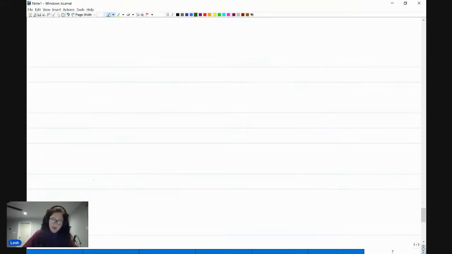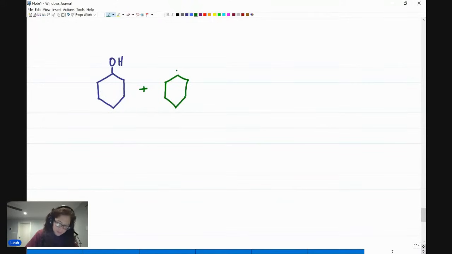As we move on to the next topic, let me know if you think this question is easy, medium, or hard. We want to complete the acid-base reaction and predict the direction of equilibrium.